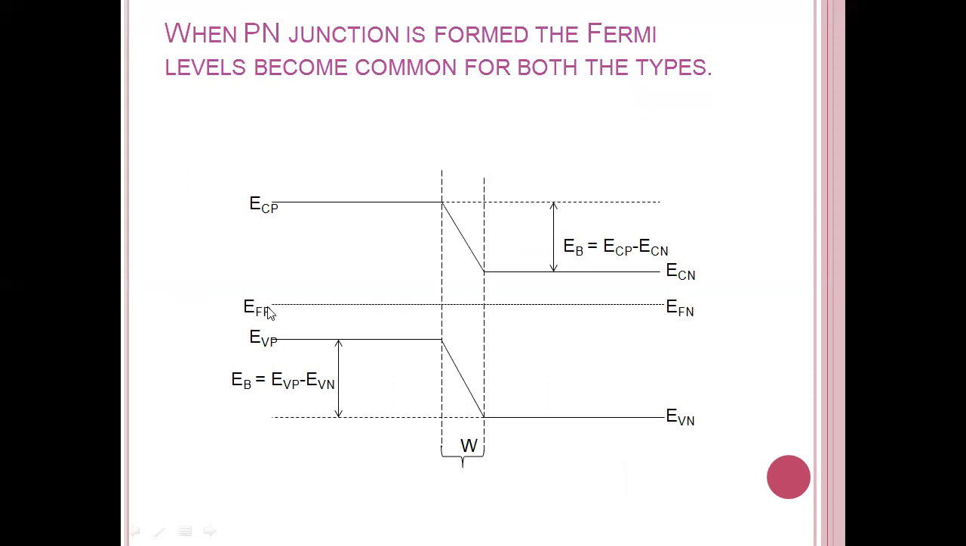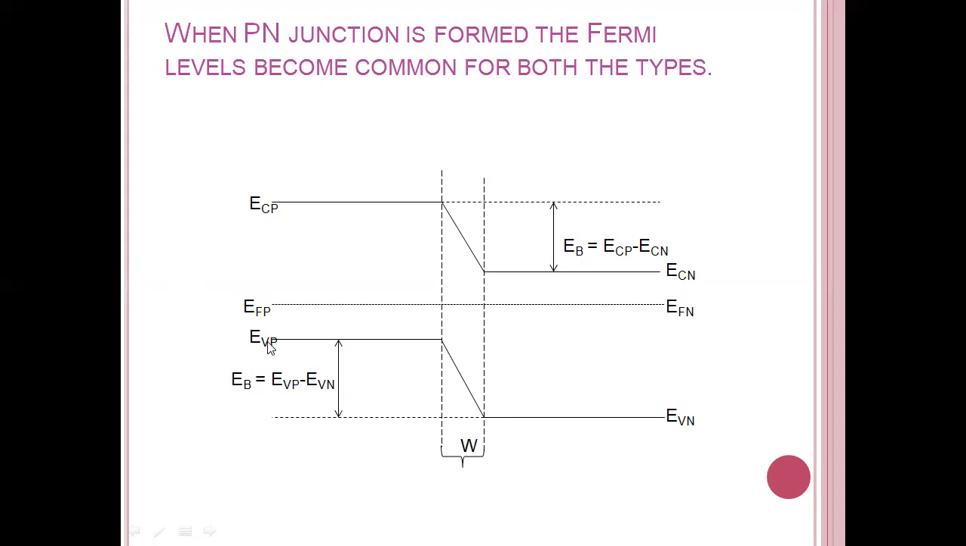Depending upon the Fermi level, in the energy level diagram, this is the P side and this is the N side. On the P side, the valence level will be near the Fermi level and the conduction level will be far from the Fermi level. And on the N side, the conduction level will be nearer to the Fermi level and the valence level will be far from it. So joining the valence level of P-type to the valence level of N-type, and the conduction level of P-type to the conduction level of N-type, forms the energy level diagram for a P-N junction.